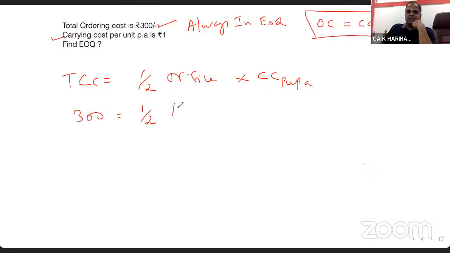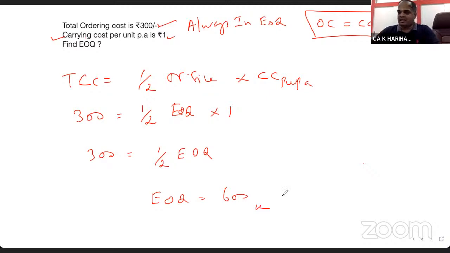We are going to place an order of what? EOQ only. Half of the EOQ into carrying cost per unit per annum, which is 1 rupee given in this question. Therefore, 300 is equal to half of the EOQ. Therefore, economic ordering quantity is 600 units, maybe units or kgs. Clear?